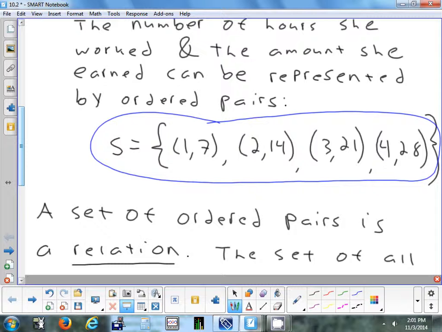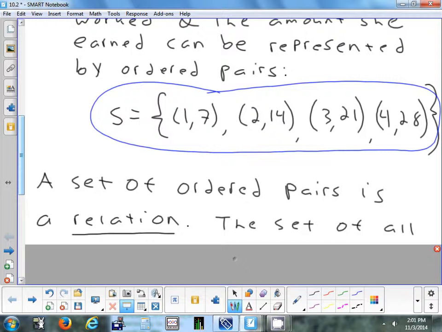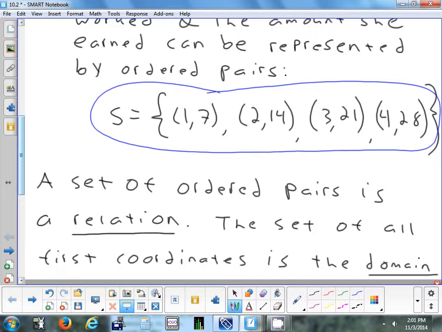It's the first blank to fill in. Why? Because it usually shows some kind of relationship. In this case, between hours and money. All kinds of relations we could do. The set of your first coordinates, in this case, 1, 2, 3, and 4, those are called your domain. That is called the domain of the relation. 1, 2, 3, and 4.